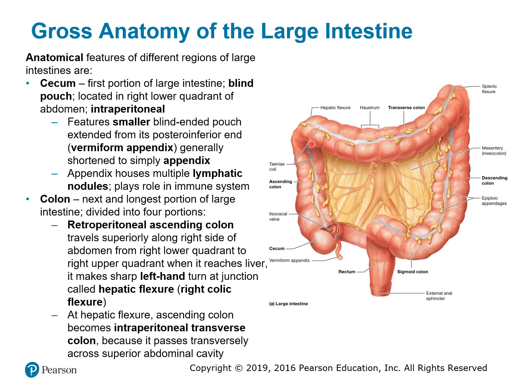We have the ascending colon, and this one is retroperitoneal, meaning that it is located behind the peritoneum, not surrounded by it, but behind it. And then you're going to have the hepatic flexure, which is here. It's kind of like the turn, so it turns to the left, you could say, like a left-hand turn. Then the hepatic flexure moves to the transverse colon, which is here, which passes transversely across the superior abdominal cavity.